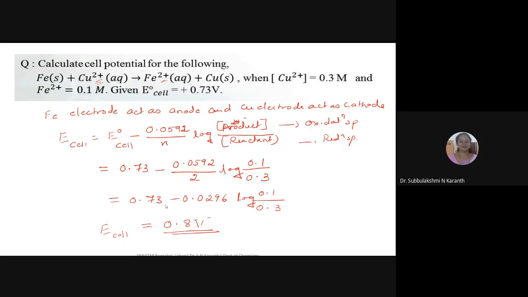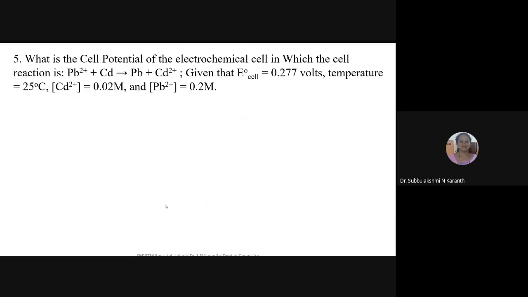Okay. Next, I'll take a similar type of problem. What is the cell potential of the electrochemical cell in which the cell reaction is Pb2+ plus cadmium giving rise to Pb plus cadmium ion. Given that E naught cell is equal to 0.277 volts. Temperature given is 25 degrees Celsius and the cadmium ion concentration is 0.02 M and the lead ion concentration is 0.2 M.